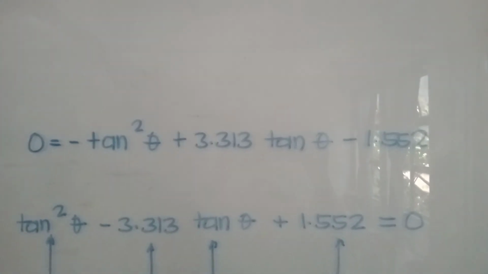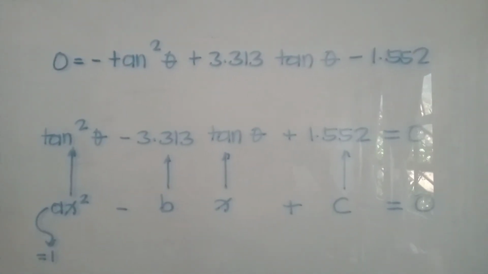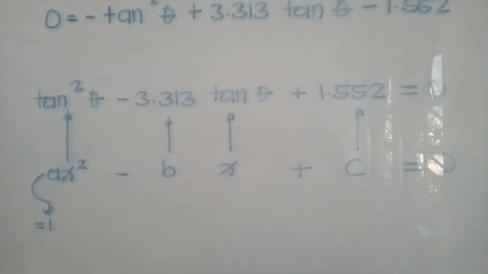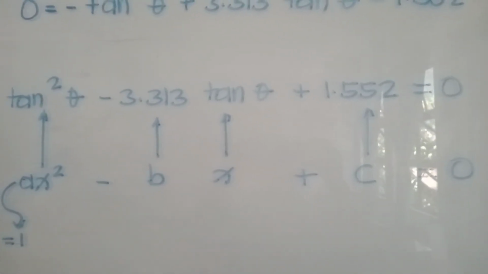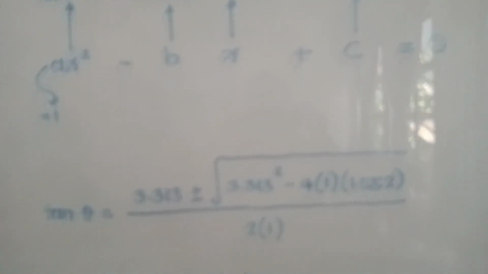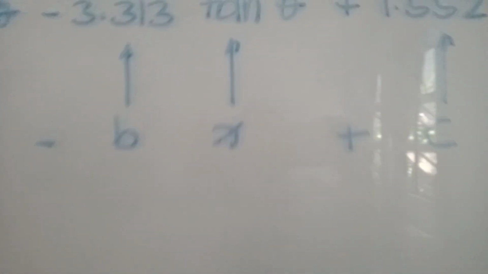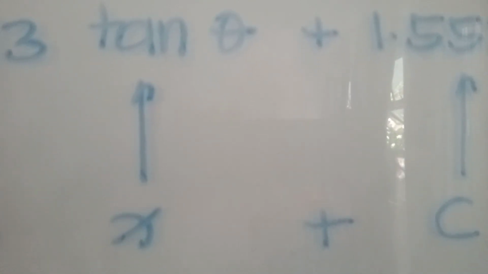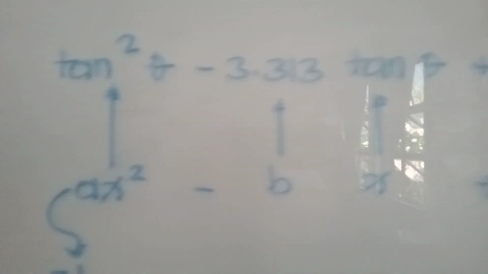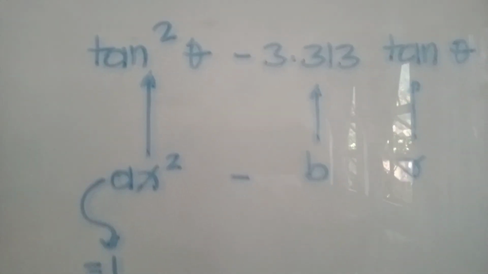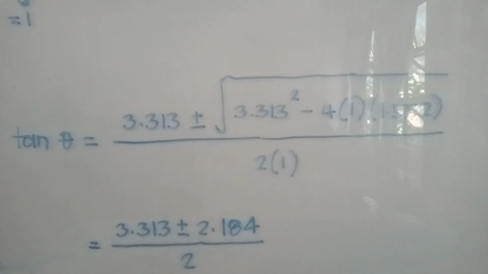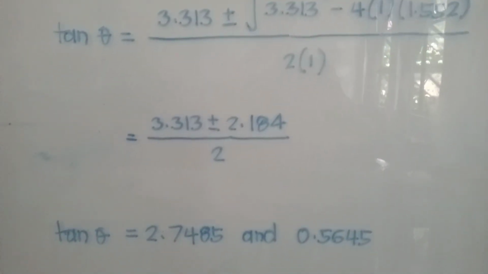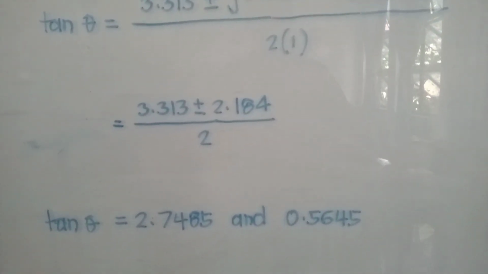We need to conform that into the so-called standard form, the quadratic equation in standard form. That's it. We have the values of a, b, and c for the quadratic formula. So take note, our x there is the tangent of theta, because the square of x is the square of tangent of theta. Pretty obvious, right? And then the calculator will give us two values for the tangent of theta.